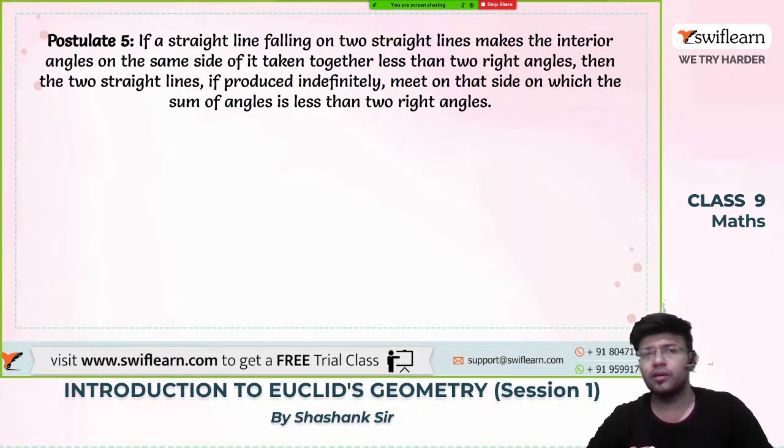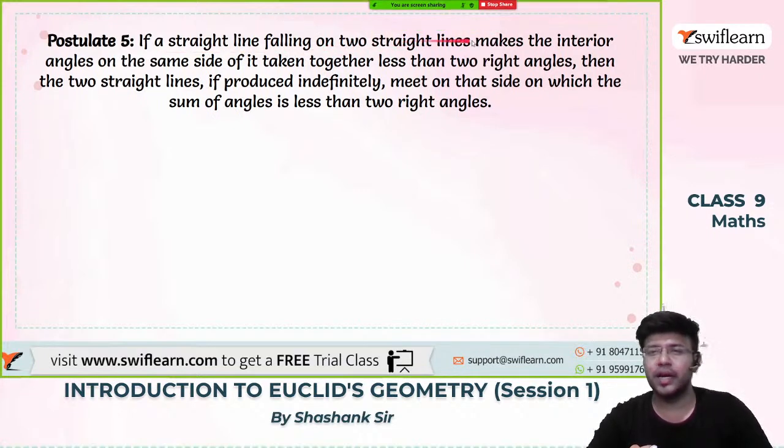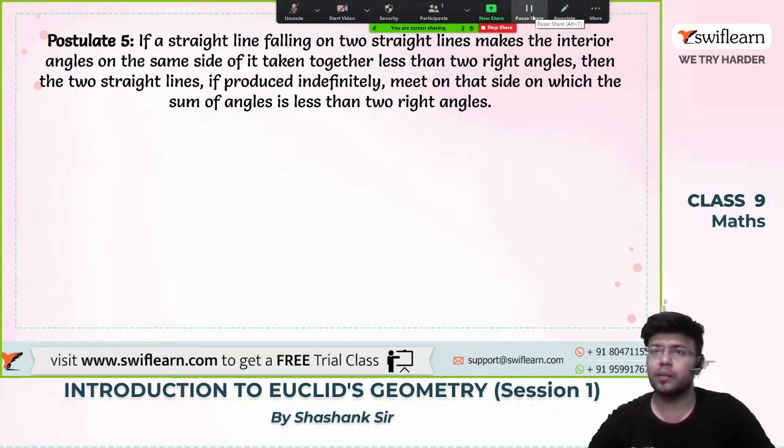Now the last postulate, a very important postulate. Now read this. If a straight line falling on two straight lines makes the interior angles on the same side of it taken together less than two right angles, then the two straight lines, if produced indefinitely, meet on the side on which the sum of angles is less than two right angles. Now what is it telling? देखो इधर.